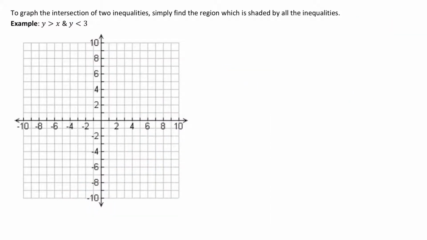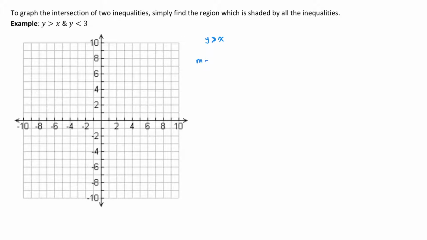You sometimes get situations where you have to find the intersection of two inequalities, and to graph the intersection of two inequalities, you simply find the region which is shaded by all of the inequalities. So let's go through this example and it will all make sense. Our first graph is y is larger than x, so we want to draw the line y is equal to x first and then draw the proper region based on that.